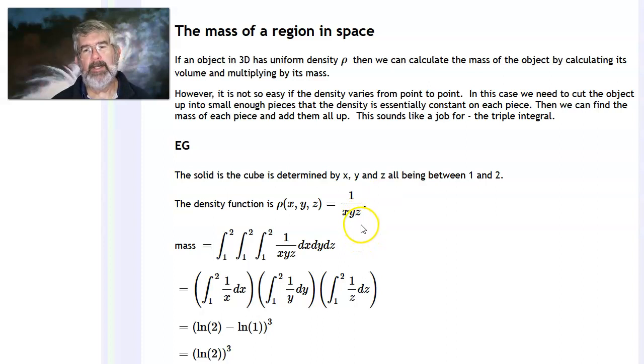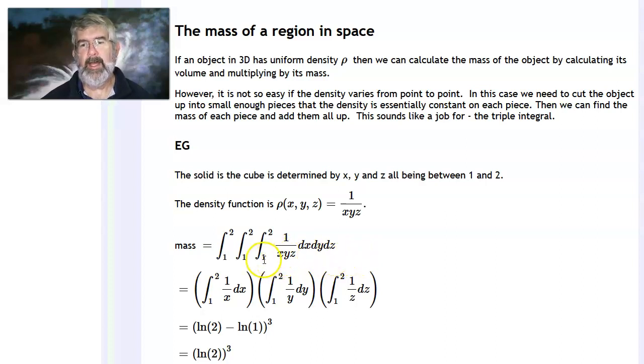So anyway, I'm claiming that the mass of this thing is going to be the triple integral of that density function, dx, dy, dz. That is, the little piece that I'm chopping them into, the little dV, is dx times dy times dz, and then that little piece gets multiplied by the density, and that's the density function right there, 1 over xyz. And so I'm just going to do that triple integral.